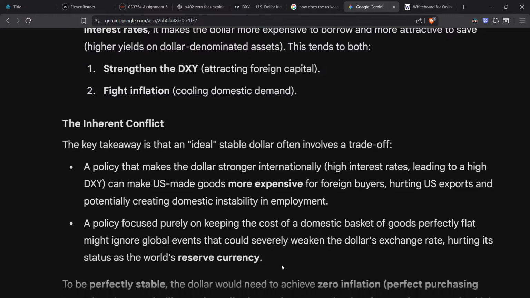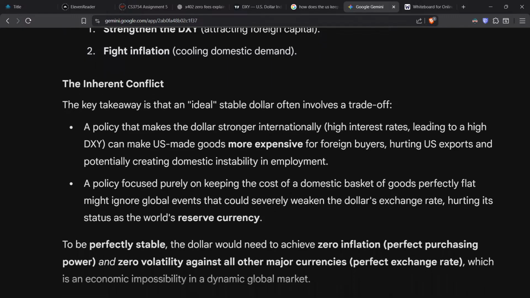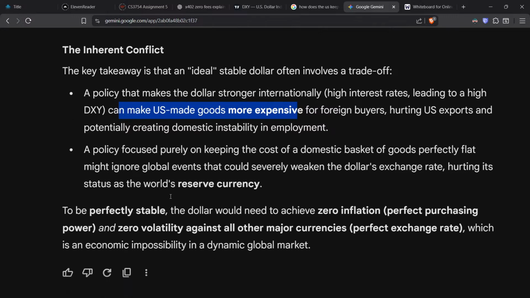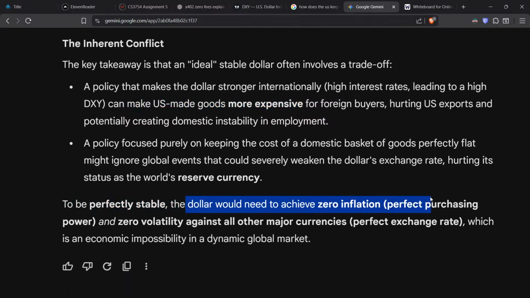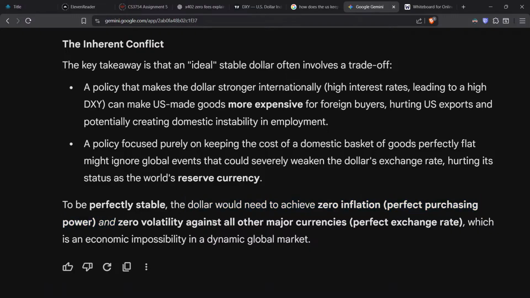A policy that makes the dollar stronger internationally, higher interest rates leading to a higher DXY, can make US goods more expensive to foreign buyers, hurting US exports, hurting its reserves. Perfect purchasing power and zero volatility.